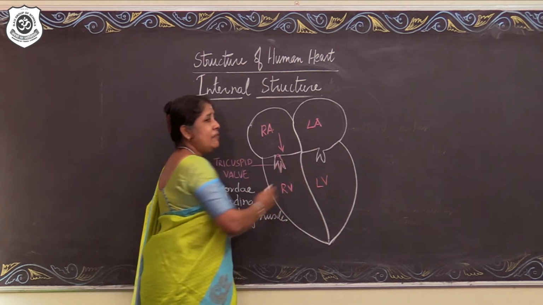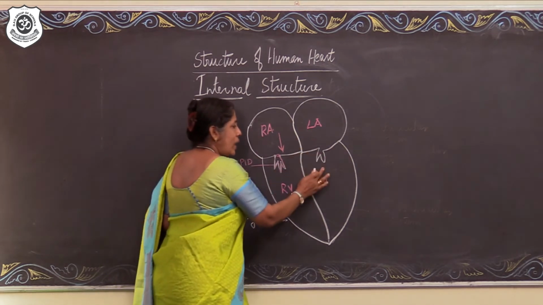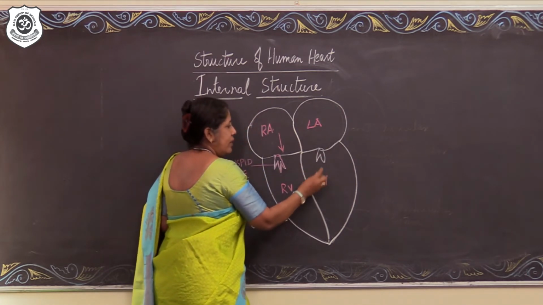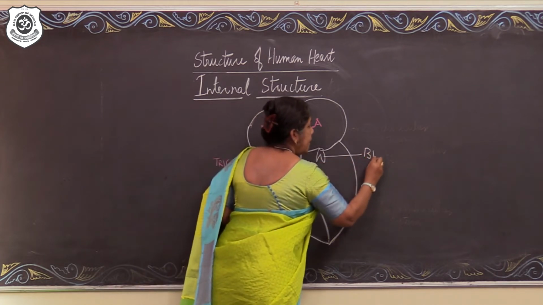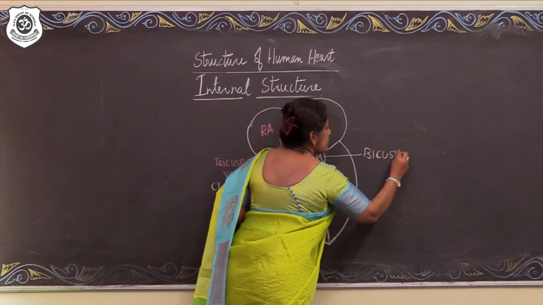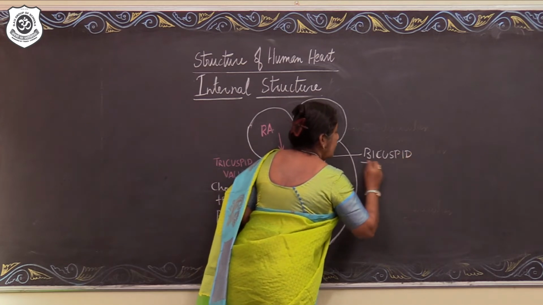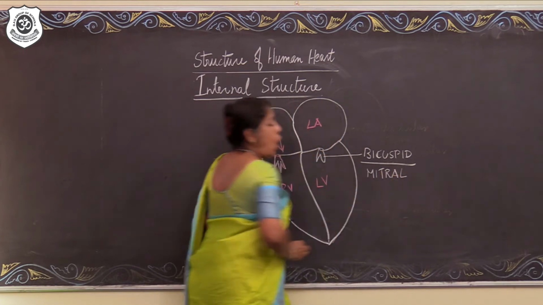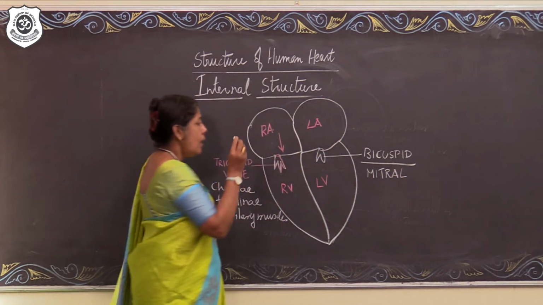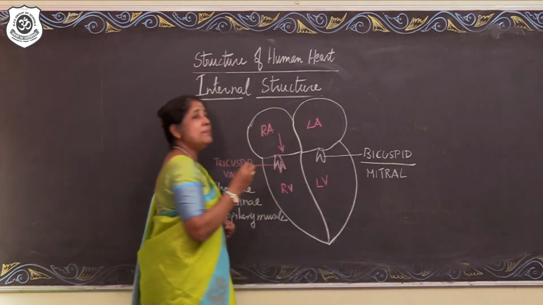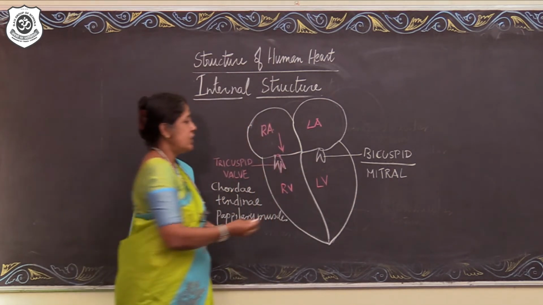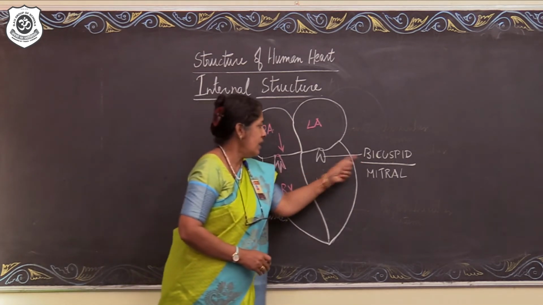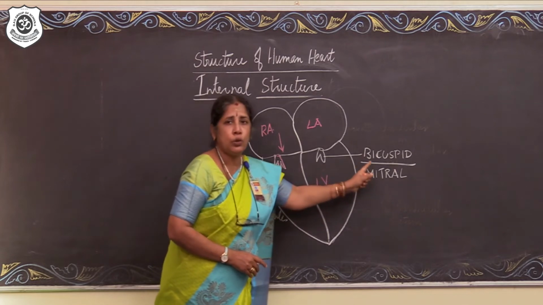Now, if you look at the left side of the heart, there is another valve here which guards the opening from the left auricle into the left ventricle. This is called the bicuspid valve or the mitral valve. Why? Simply because it is made up of two flaps instead of three. Here it is called tricuspid because of the three flaps. Here it is called bicuspid because it has got two flaps.